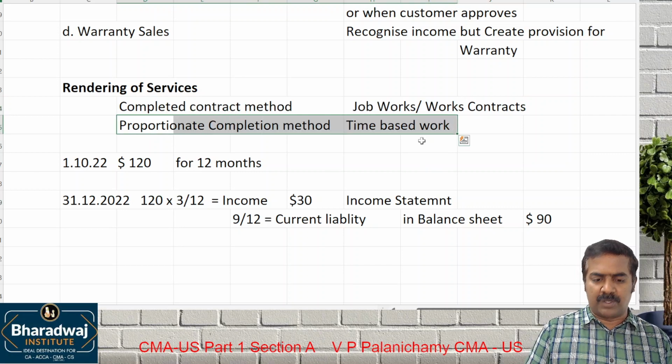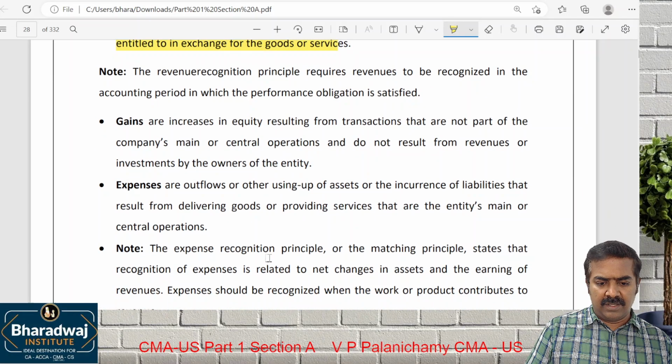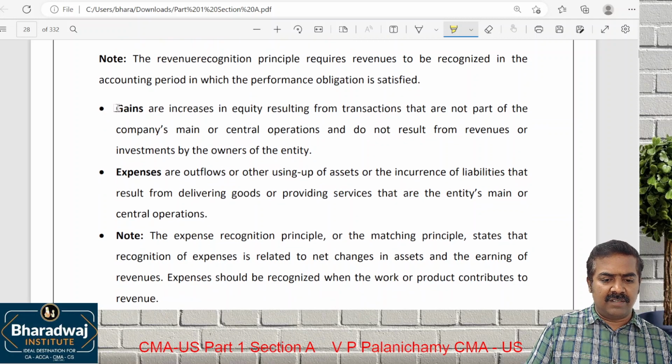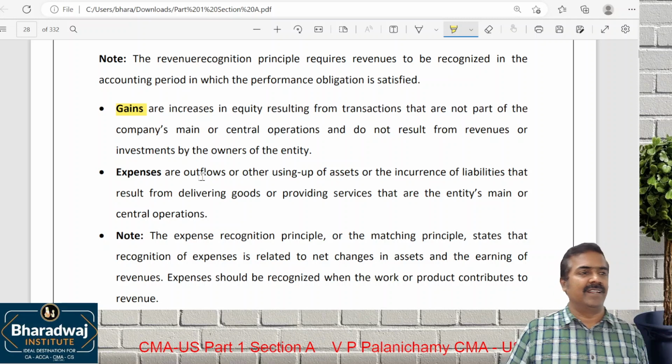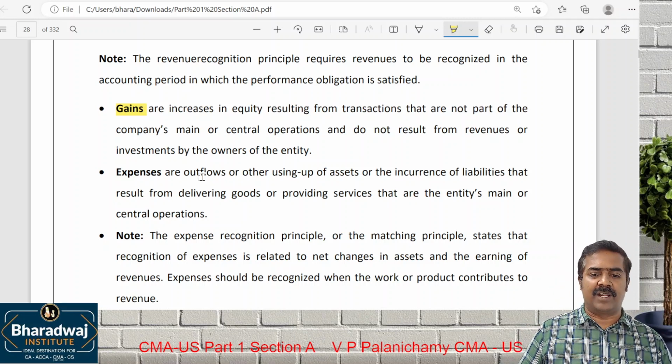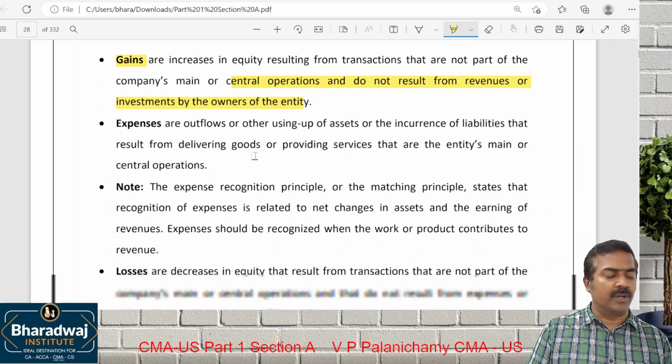For all time-based work, we can record based on what? Proportionate completion. Okay. So that is about income. We had seen, what do you mean by gains? Income is from a recurring activity. Gain is from an isolated activity, one-time activity. That is not from your main operation.